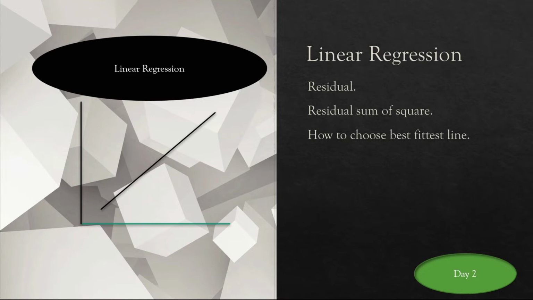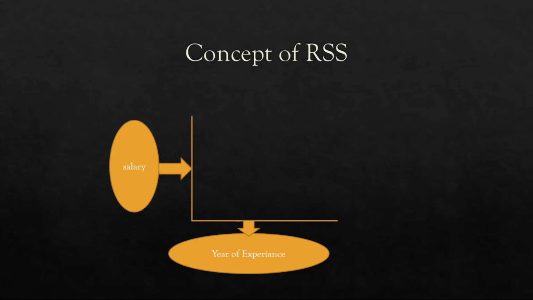In this tutorial, I will discuss linear regression concepts like the residual sum of squares and how to choose the best fit line. This is the second tutorial on linear regression. If you have not watched my earlier videos, then please go and watch them. That is very essential because that video summarizes the whole basic concept of linear regression. So, coming to the point, what is the residual?